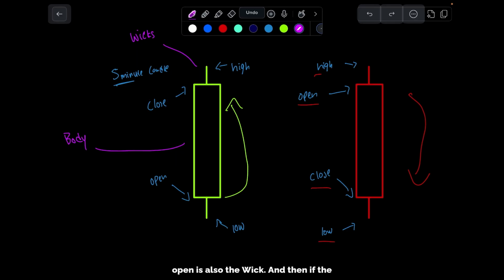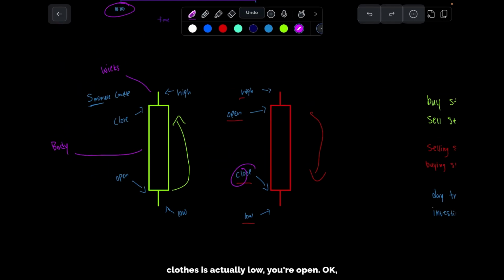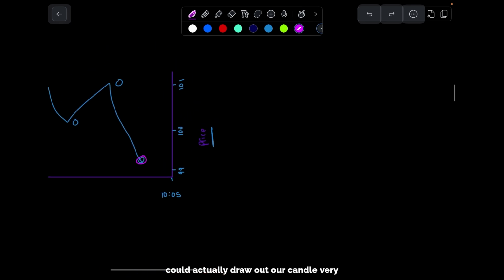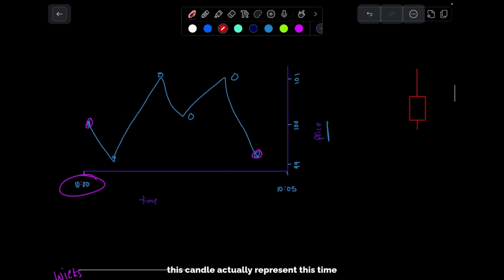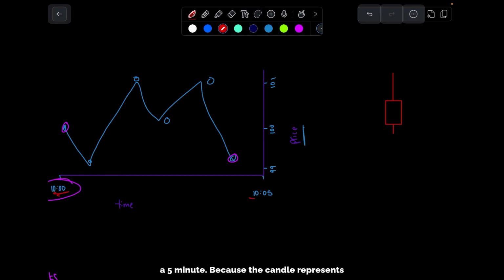And then if it's a red candle, everything flips because your close is actually below your open. Okay, so in this example, we have the price that opened at $100 right here. So we could actually draw out our candle very specifically here on what the candle would have looked like. So we have a candle, and then we have a top wick and a bottom wick. So now what does this candle actually represent? This time period. Okay, so this is going to be a 5-minute period because the candle represents 5 minutes here.